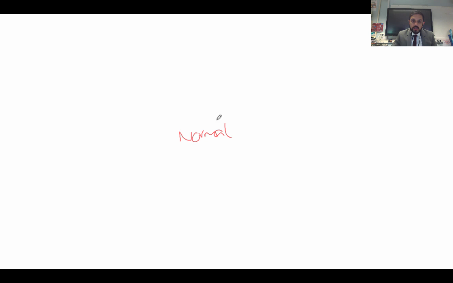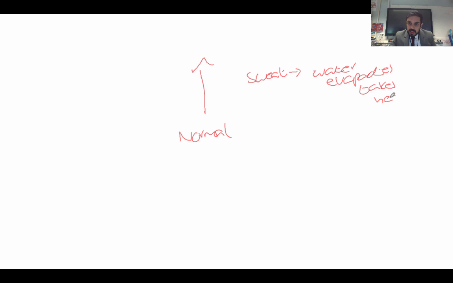This is normal, yeah? What happens when it gets too hot? When it gets too hot, you will sweat. Now, why is that useful? People always just write sweat, but they don't tell me the reason for it. It's because sweat evaporates, which takes heat along with it.